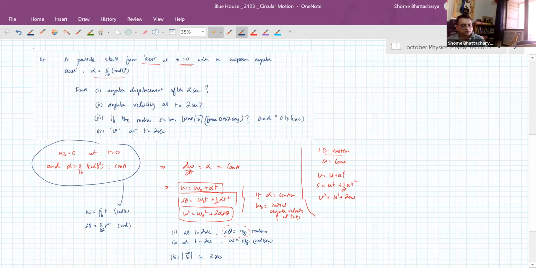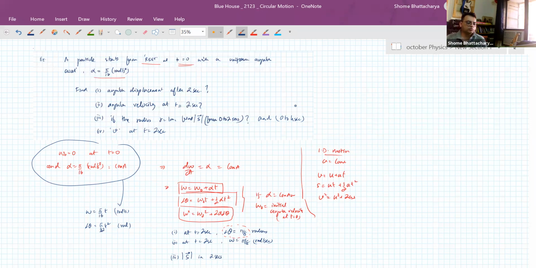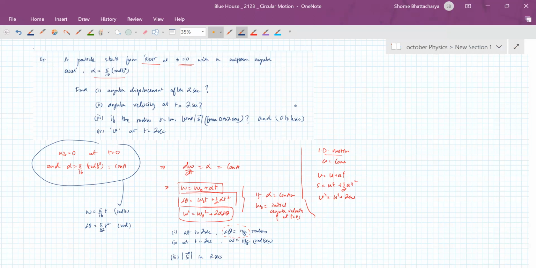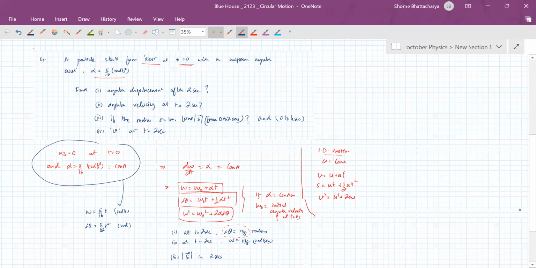Yes, sir, what is the difference between angular displacement and the normal vector displacement? It's not a difference, no, but normal displacement is a linear vector. It's in meters and it's a straight line joining the initial to the final position. Angular displacement is a change in angle. It's in radians. Okay, sir, got it. They are two different physical quantities altogether. Yes, sir.